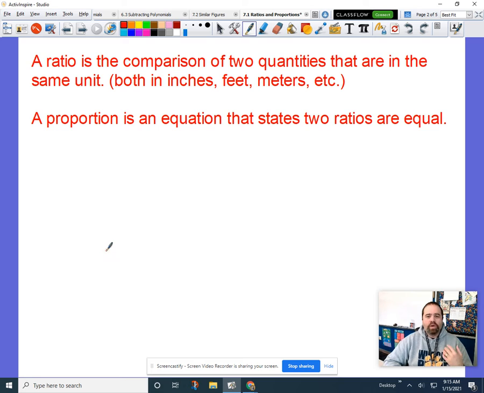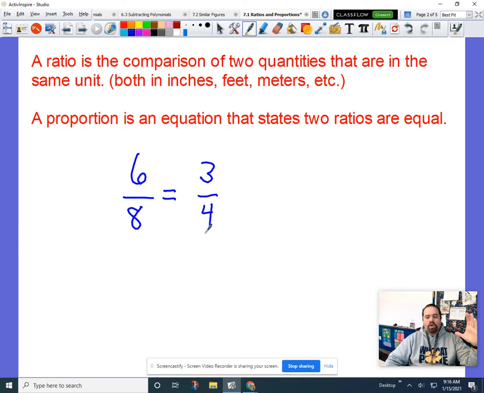So a ratio, you've actually done ratios probably since about third grade when you've reduced a fraction, right? A ratio is just a fraction that shows how two separate quantities are kind of related. So if I had this ratio 6/8, what most of you can probably do without too much effort is reduce that down to a simpler fraction, which would be 3/4. Now, when you take one ratio and set it equal to another ratio, that's created what's called a proportion.